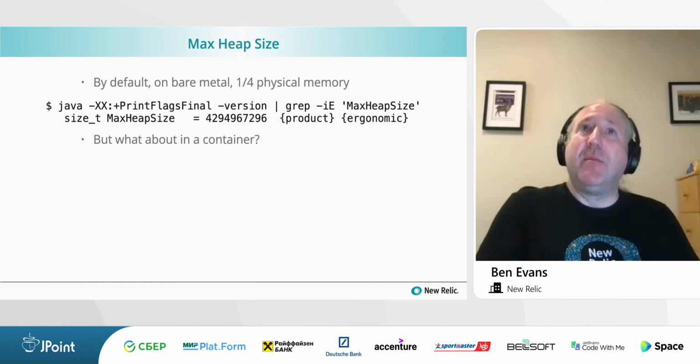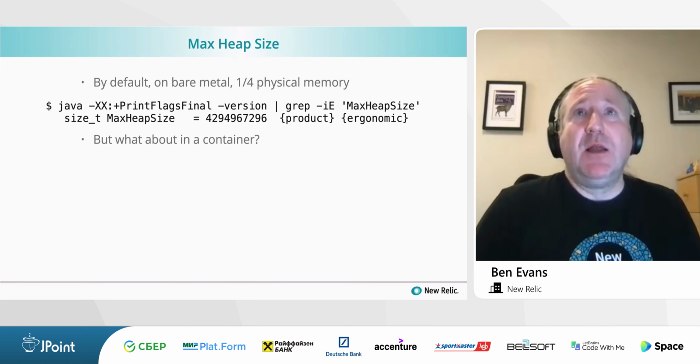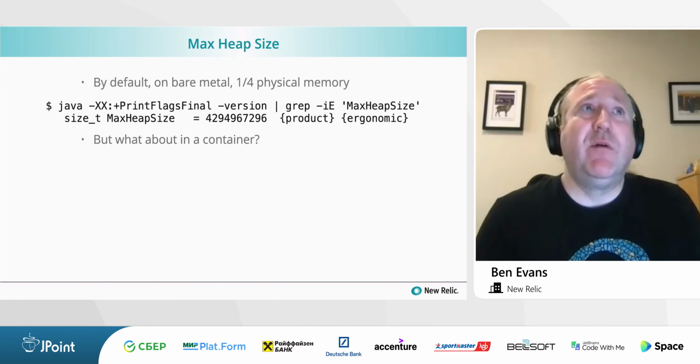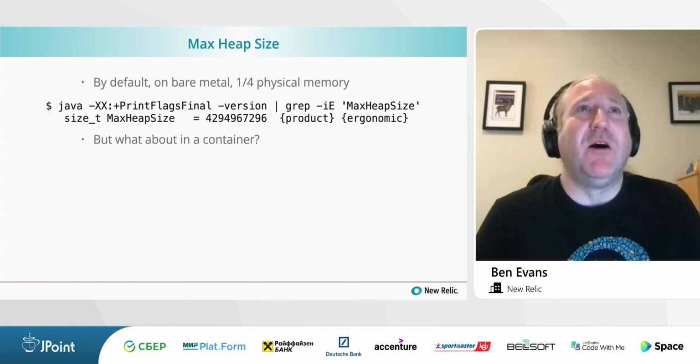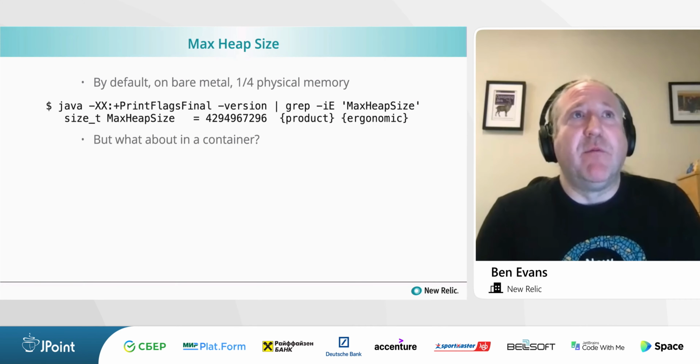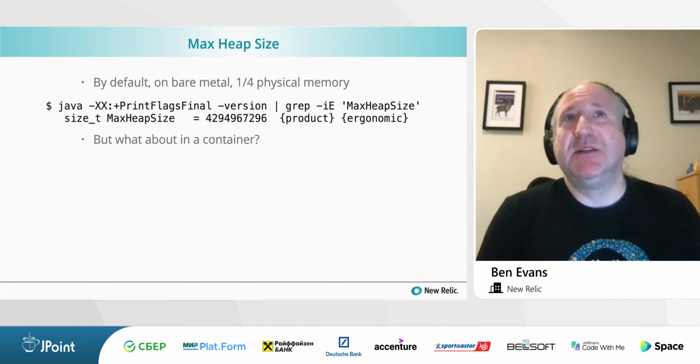And by default, if you're on a bare metal server, you get a quarter of the physical memory in the box. And you can test this from the command line. If you have a Windows, a Linux or a Mac-based machine, I don't know about Windows, but you can do this type of thing. You can just say java -XX:+PrintFlagsFinal -version, and then grep for the max heap size. And that will show you what maximum heap size is actually detected.